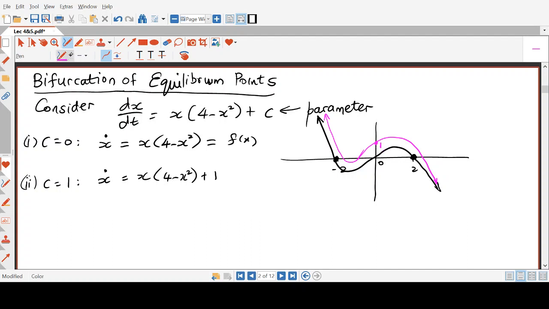Likewise, if I take c equals 2, x dot will be x into 4 minus x squared plus 2. It will shift another 1 unit up. I just want to exaggerate this a bit.